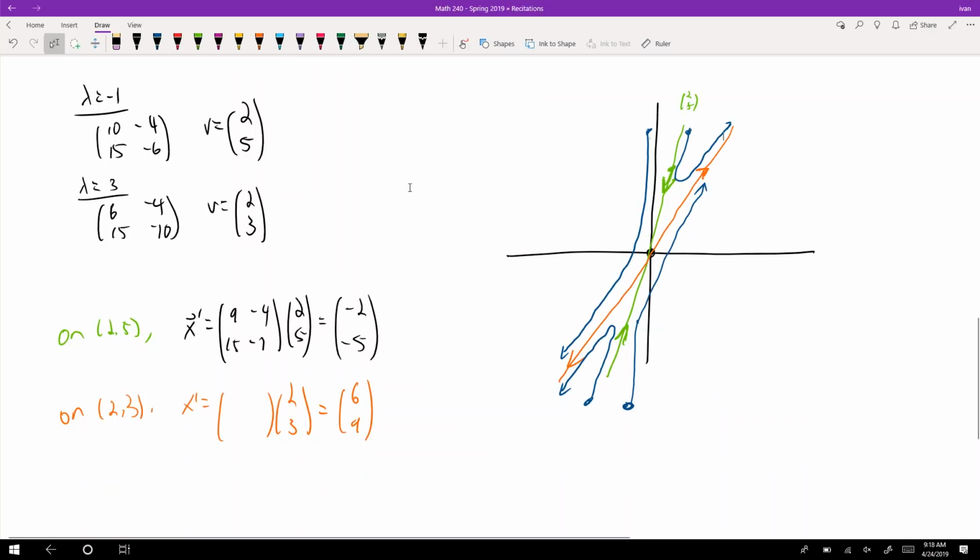Any questions about this saddle point? And so we can see why it's a saddle point, because everything not on an eigenvector is actually not going to go to that equilibrium point. Everything's actually just going to move away.